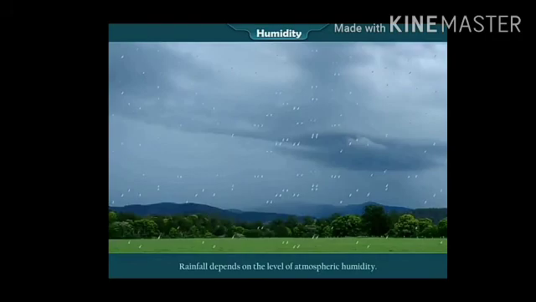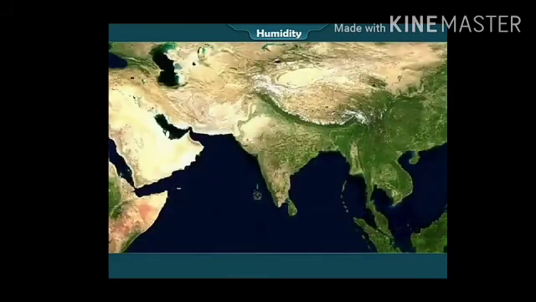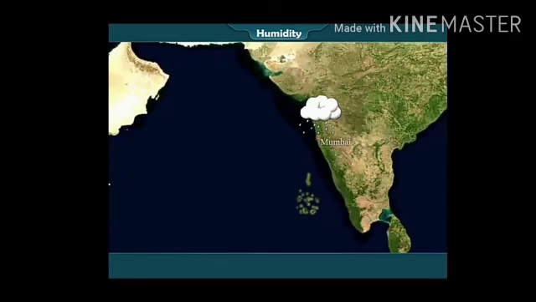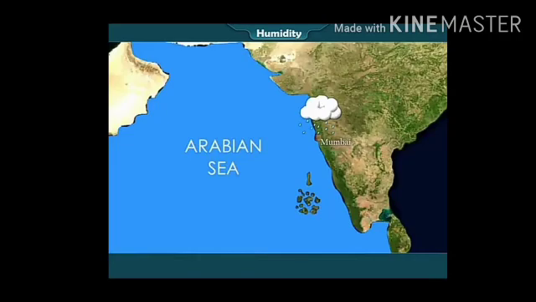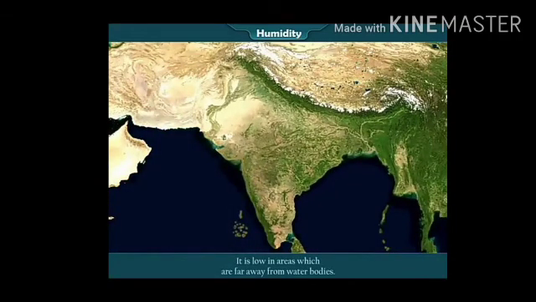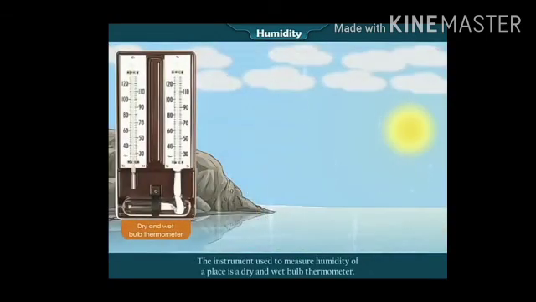Rainfall depends on the level of atmospheric humidity. Rainfall is high in areas like Mumbai because it is near the Arabian Sea. It is low in areas which are far away from water bodies. The instrument used to measure humidity of a place is a dry and wet bulb thermometer. Humidity is given in percentage.